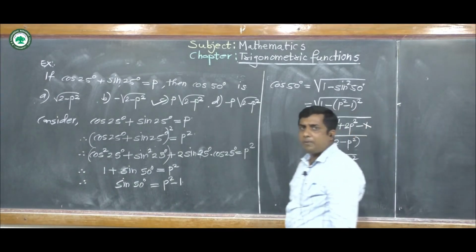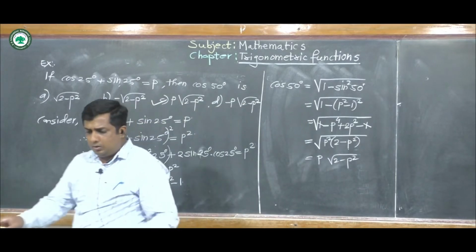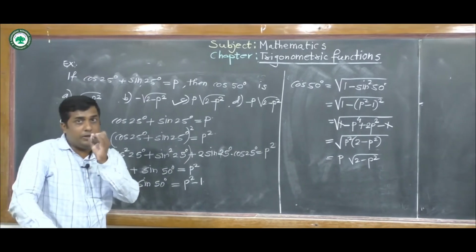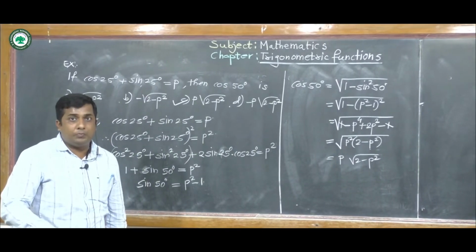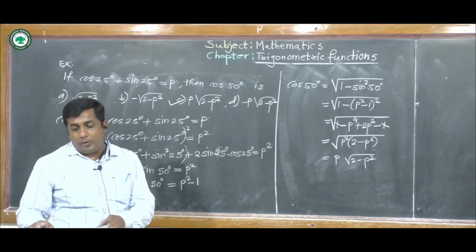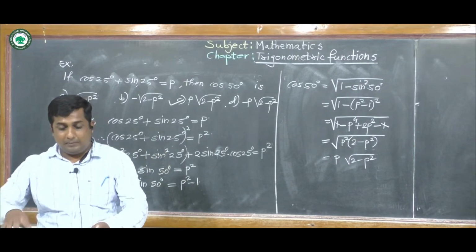Again, it is a very simple example. Directly by using our identity, we find the value. So remember this identity. Now we go with our next example.